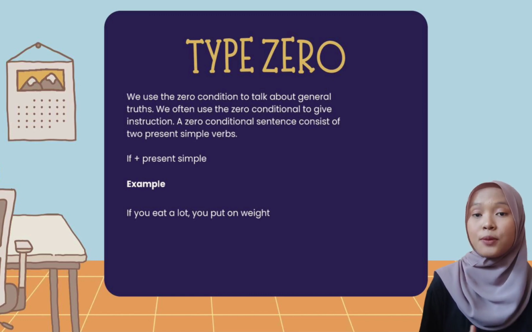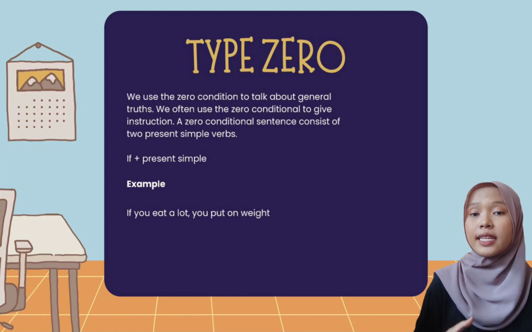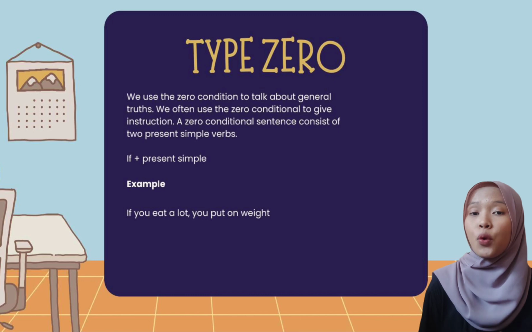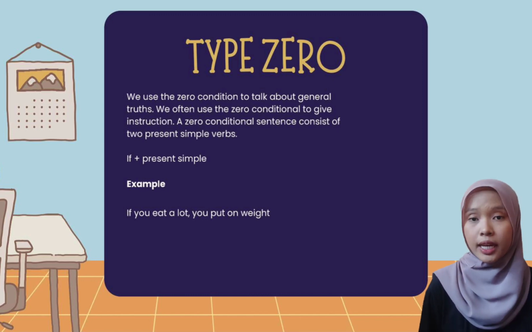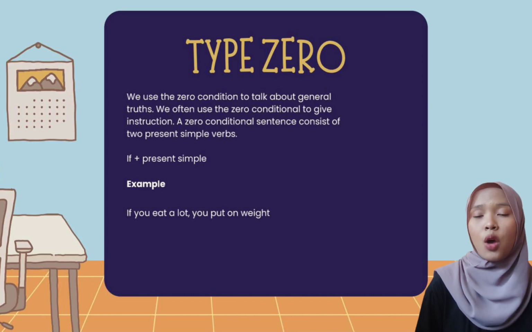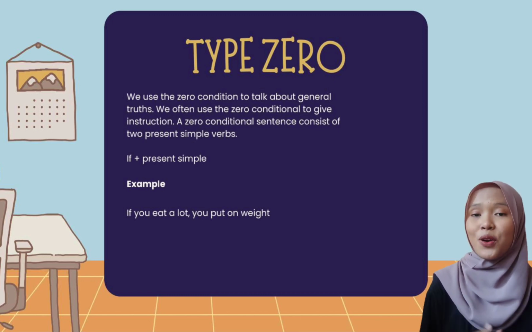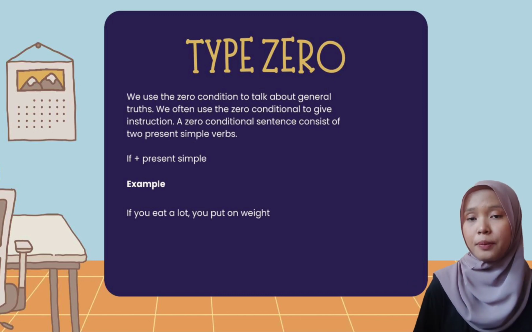The tense in both parts of the sentence is the simple present. In a zero conditional sentence, the word if can usually be replaced by the word when without changing the meaning. We use the zero conditional to talk about general truth. We often use the zero conditional to give instructions. A zero conditional sentence consists of 2 present simple verbs.